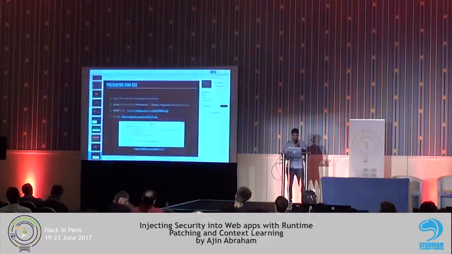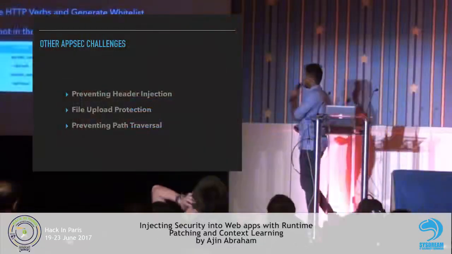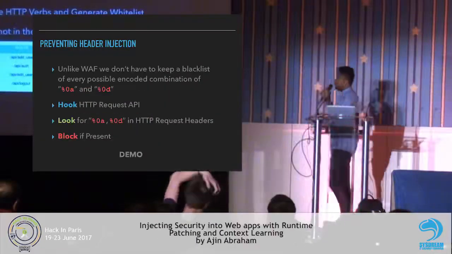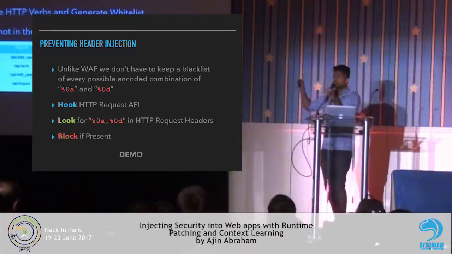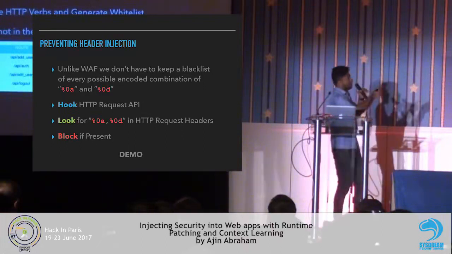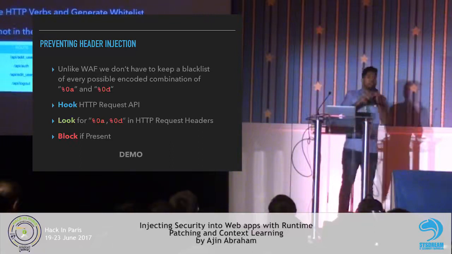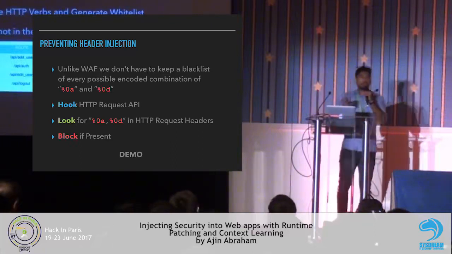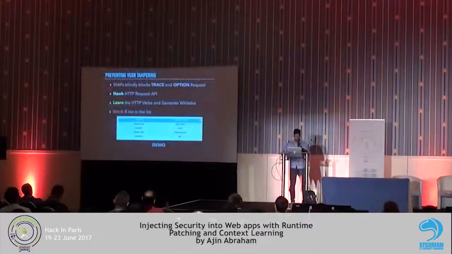Moving on, we have other interesting challenges like verb tampering when we deal with APIs. It's pretty straightforward and simple. What we do is we hook into the API that is responsible for request and response handling. We learn the HTTP verbs as and when they occur. We generate a whitelist, and once the learning phase is completed, anything that comes to that particular endpoint will be blocked. I can just show you a quick and simple demo for that as well.